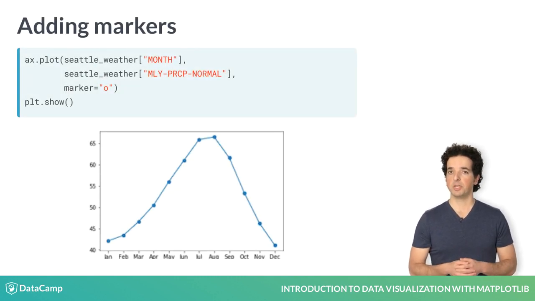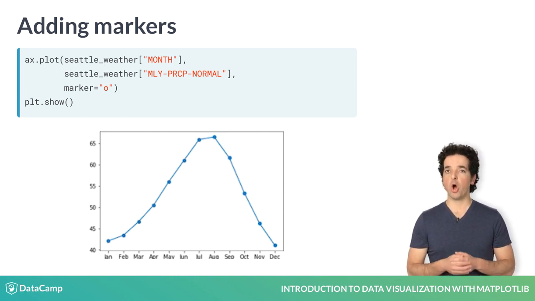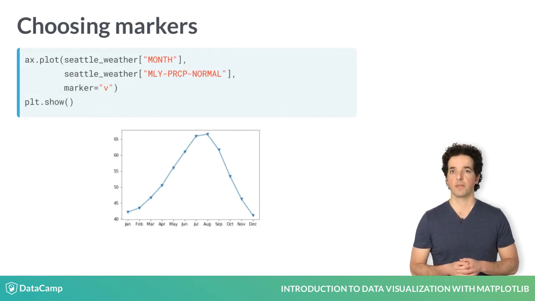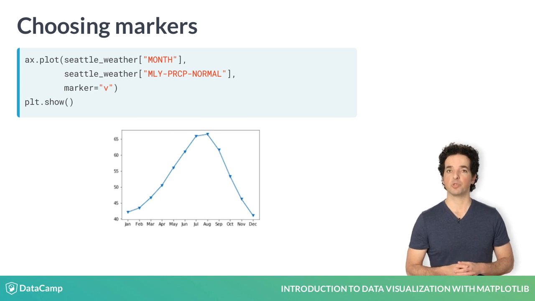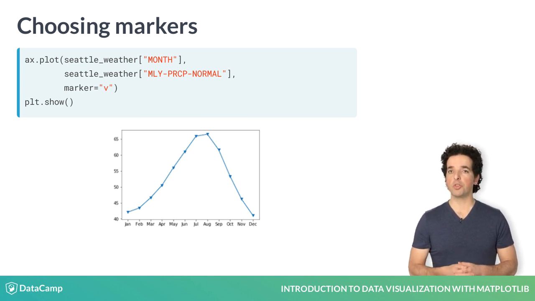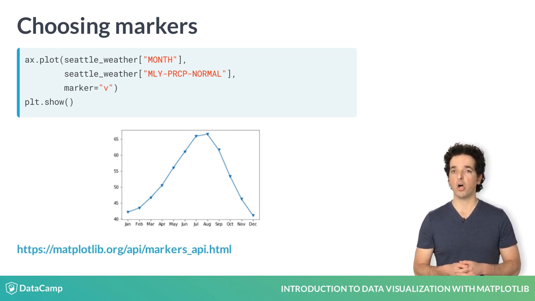The plot method takes an optional keyword argument, marker, which lets you indicate that you are interested in adding markers to the plot, and also what kind of markers you'd like. For example, passing the lowercase letter o indicates that you would like to use circles as markers. If you were to pass a lowercase letter v instead, you would get markers shaped like triangles pointing downwards. To see all the possible marker styles, you can visit this page in the Matplotlib online documentation.